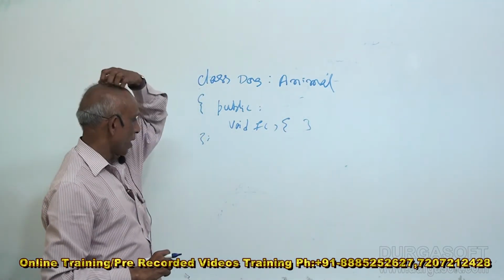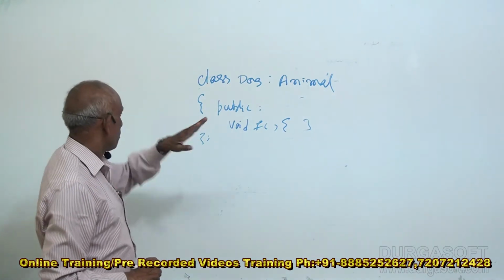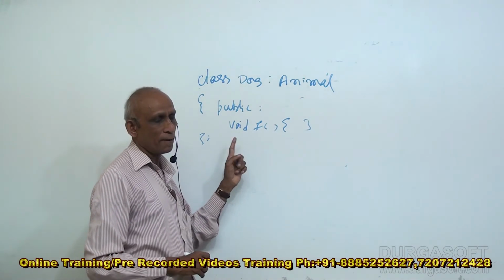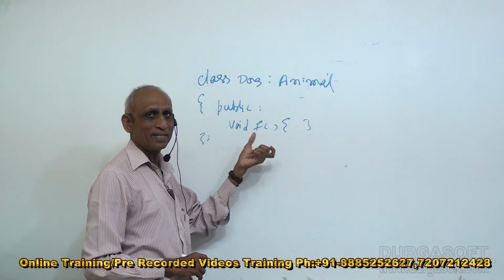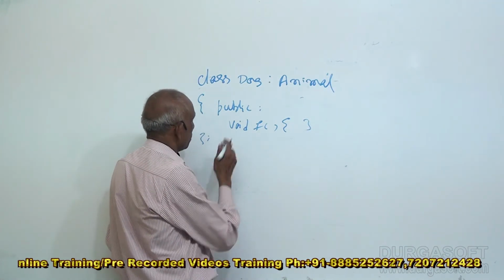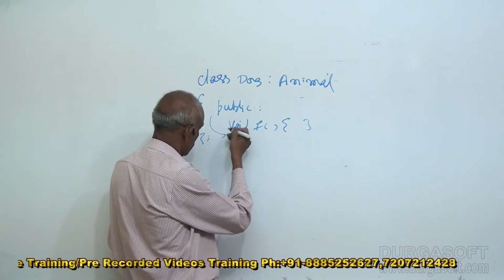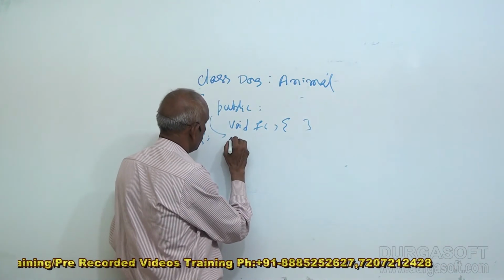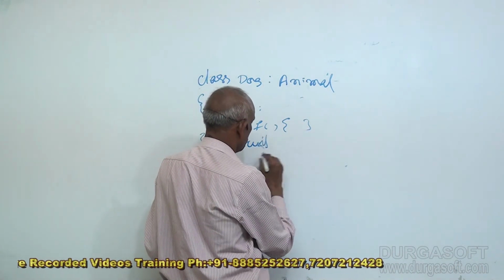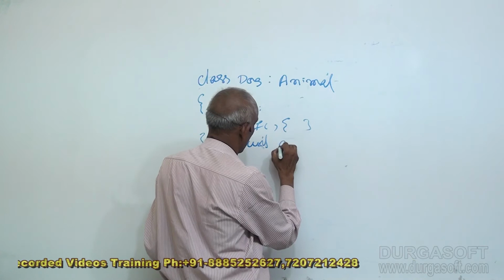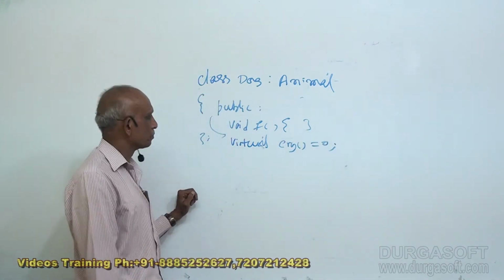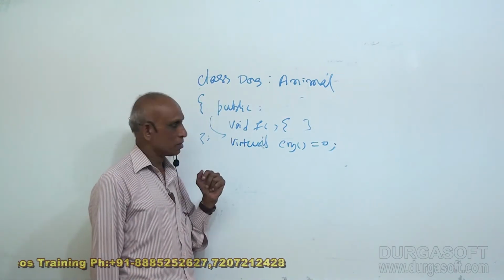That is, I derived from animal, but I wrote only some function f. I didn't bother about the pure virtual function, that is cry. Even if I don't bother about it, that is inherited into this. So that is present inside this. So you have virtual function cry whose body is 0. That is already inherited into this.